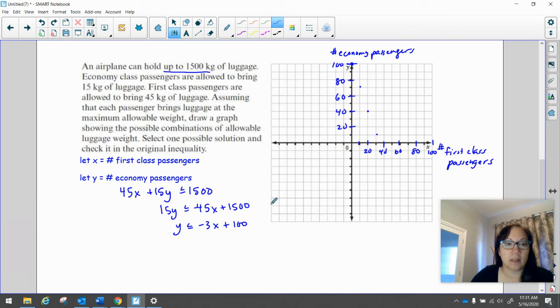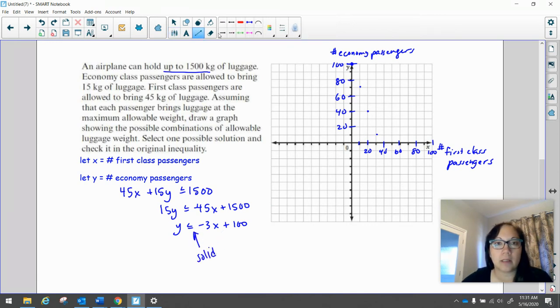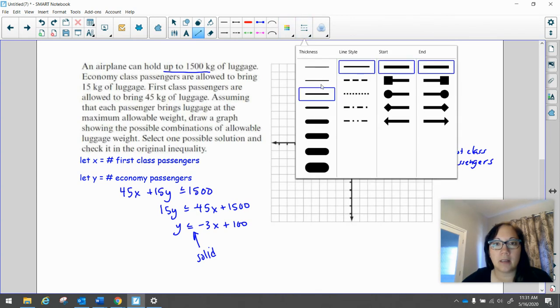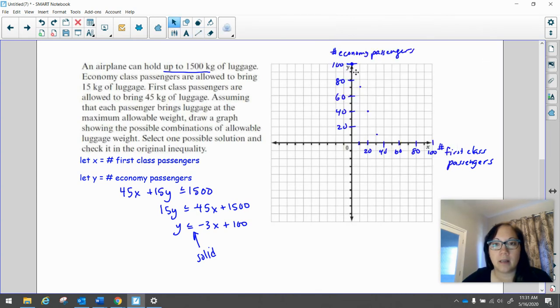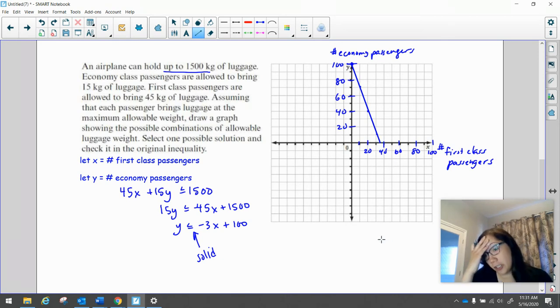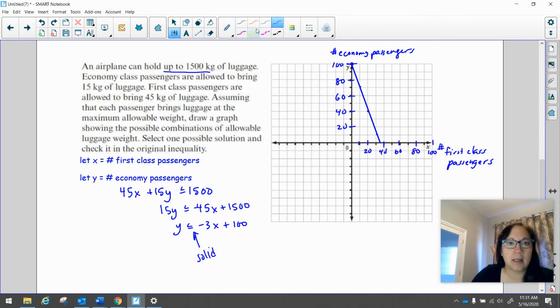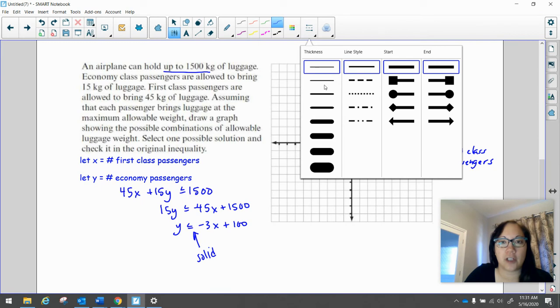Now, would this be a solid or dotted line? It's going to be solid. So let's go ahead and draw that. Good, I am solid. Okay, so going all the way down to here. Now, I guess the question is luggage continuous or discrete? And I'm going to say it's discrete. It comes in separate bags. So we're not talking about luggage, we're talking about passengers. Passengers definitely discrete. So we're going to dot our final answers instead of shading.